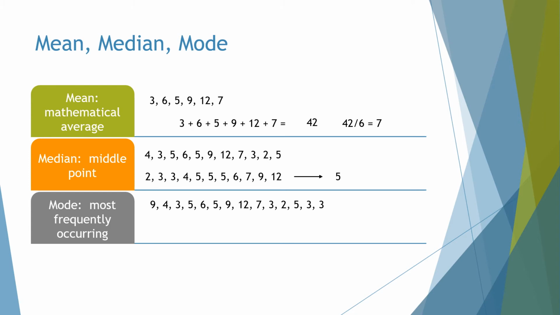And finally, the mode is the most frequently occurring number in a series. For this, I like to put my numbers in order just like I would for the median. So I'll put them in order. And this allows us to see more easily that our mode for this set of numbers is 3, because we have 4 3s there. So that's the most frequently occurring in that series.